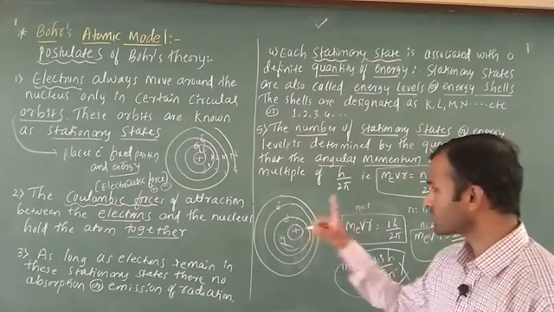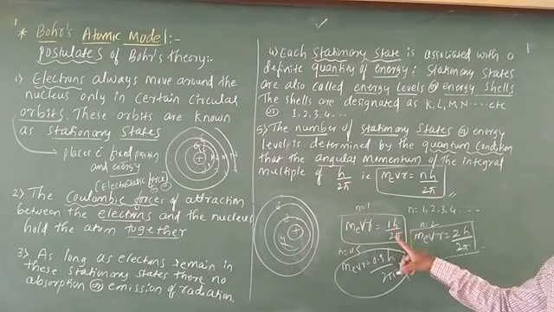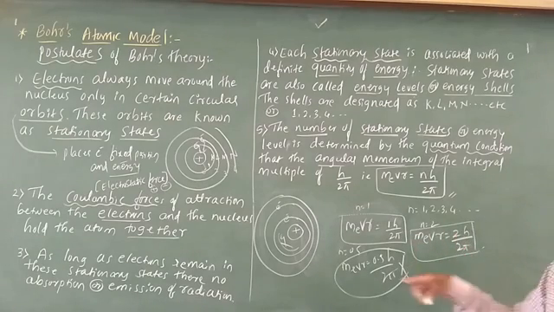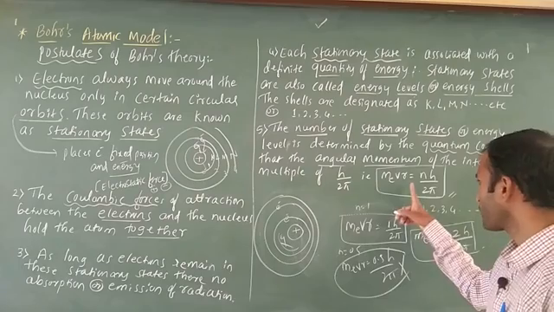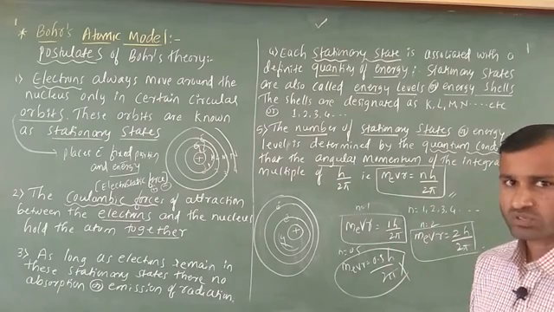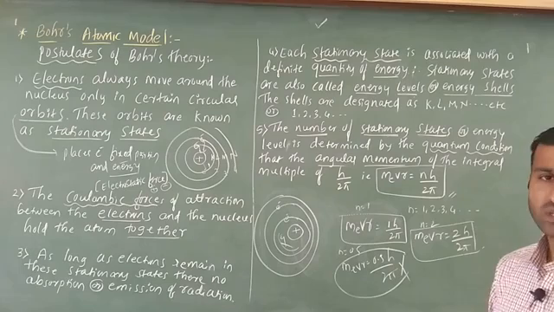The electron must be present at the angular momentum of 1h upon 2 pi, that is the first shell. The second shell is 2h upon 2 pi. The third shell is 3h upon 2 pi, and so on. That indicates angular momentum is an integral multiple of h upon 2 pi. This formula is important, bear in mind. Up to this, 5 postulates are completed. The remaining 2 to 3 postulates I will tell next. You have to take a screenshot. Okay.